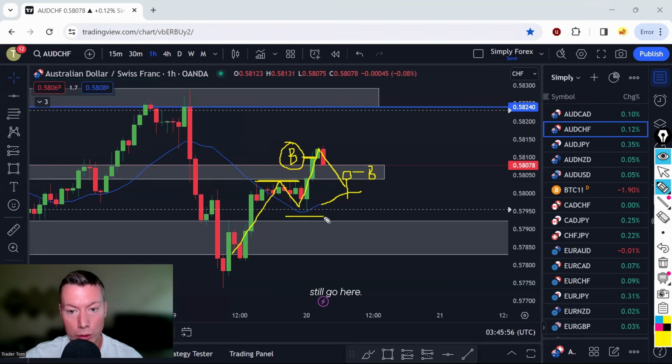Your stop will still go here. Your target will still be here. Nothing changes. It's just the market has retraced a bit and given you another opportunity to get into this trade, which we can. All right.